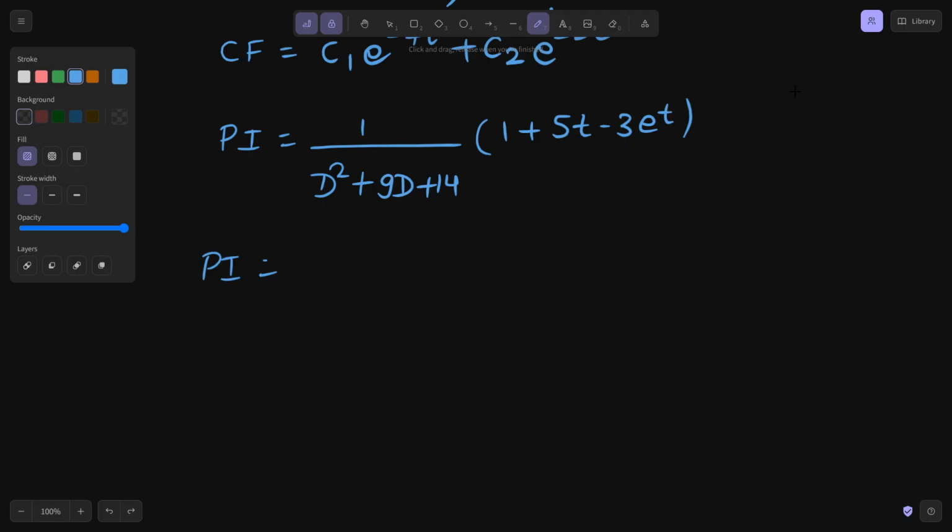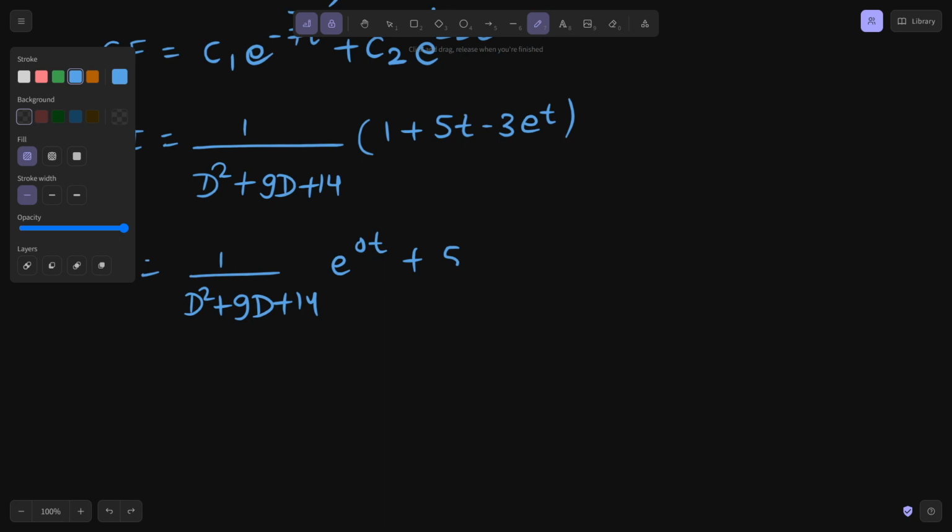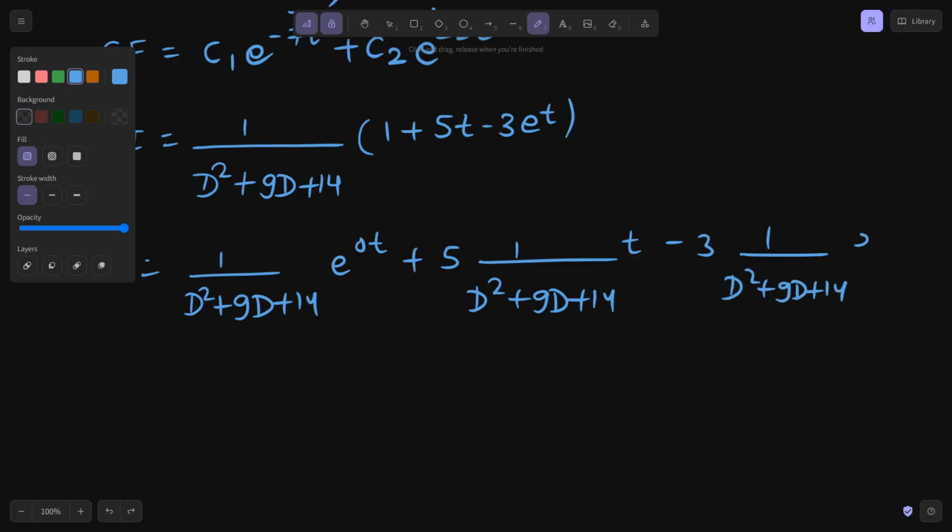So 1 is nothing but e power 0 t. So 1 upon D square plus 9D plus 14 operating on e power 0 t, plus 5, I can take out, 1 upon D square plus 9D plus 14 operating on t, minus 3, 1 upon D square plus 9D plus 14 operating on e power t.